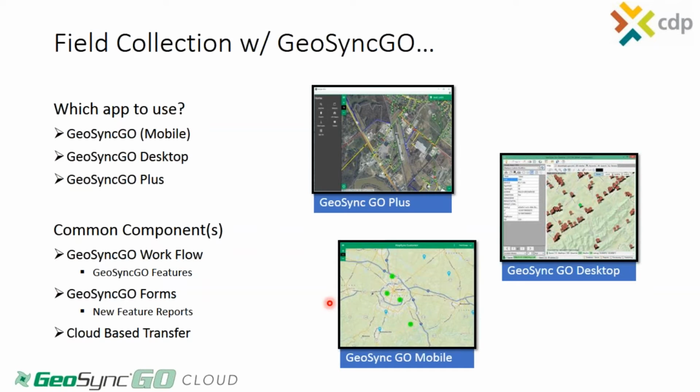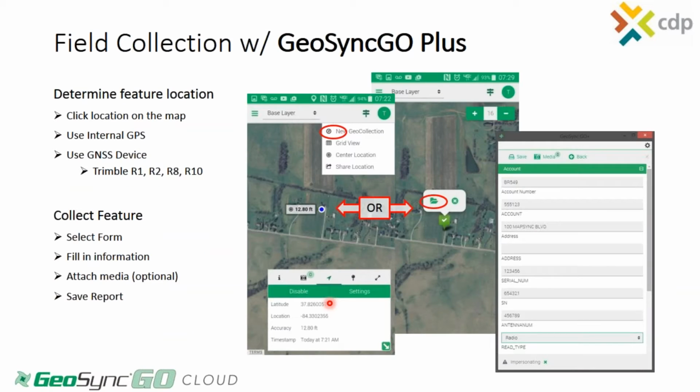So moving along, we're going to use GeoSync GO Plus as our field collection method. The first thing we need to do is determine our location on the map. A couple different ways you can do that. One, you can click on the map, a menu will pop up on the point, and you would select the report folder. That would open the list of reports or feature reports, or your data dictionaries if you will, that you have available.